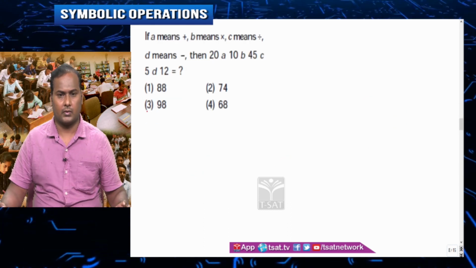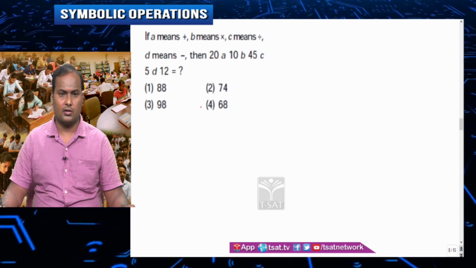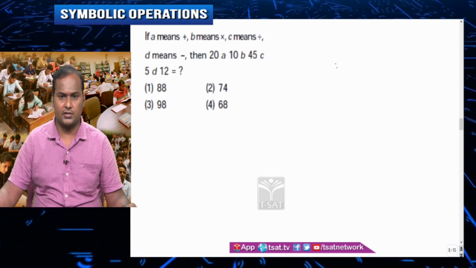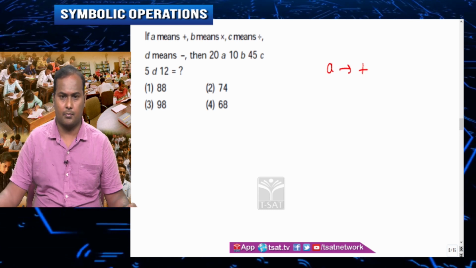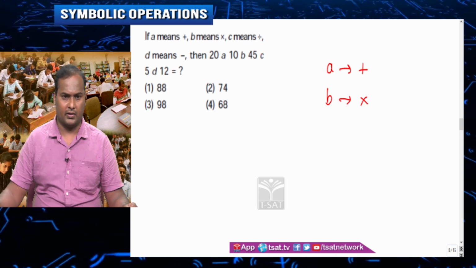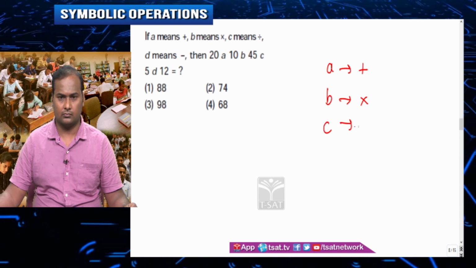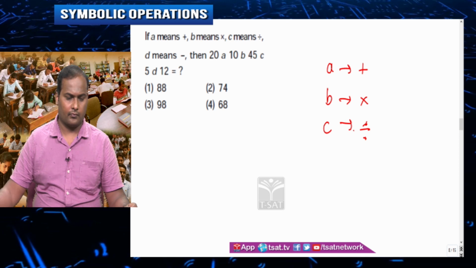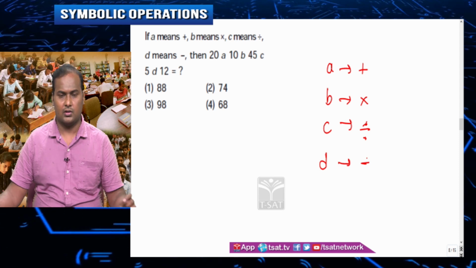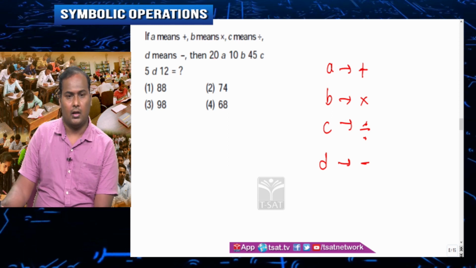Let's check the next question. In this question also he is changing the symbols. So look at the symbols and apply that change. He is saying A means plus, B means multiplication, C means division, and D is subtraction. So he gave different symbols for A, B, C, D, and we try to apply this.